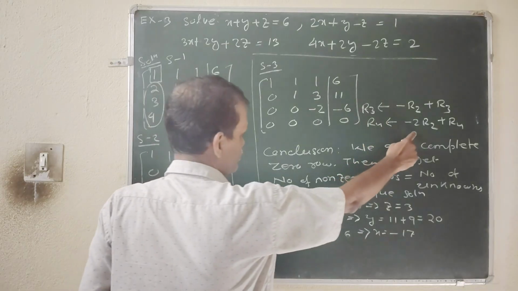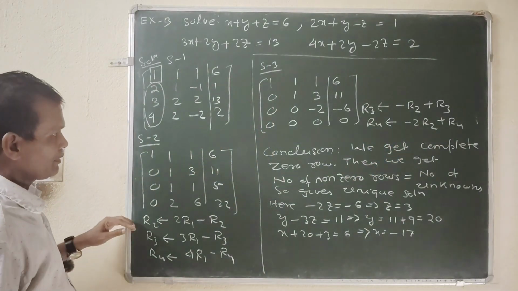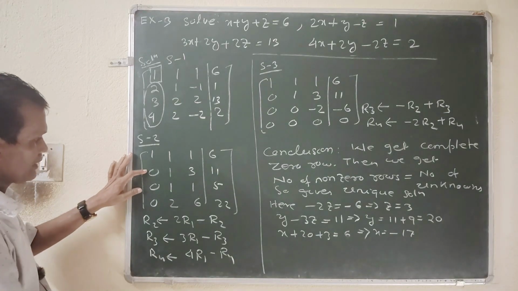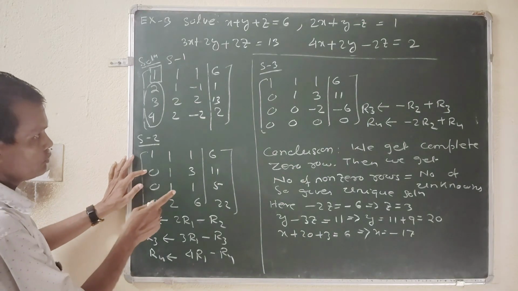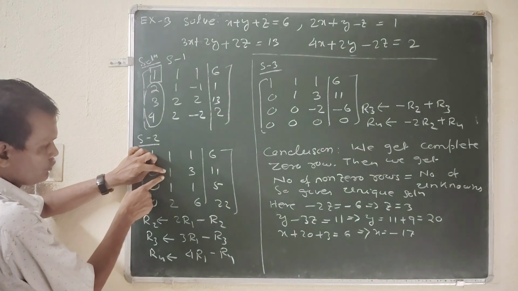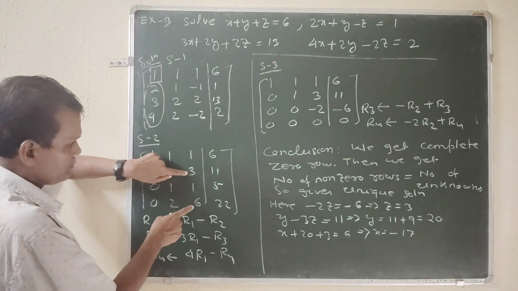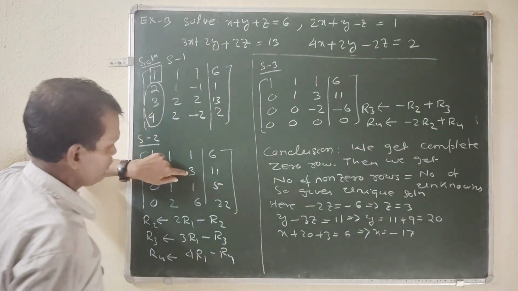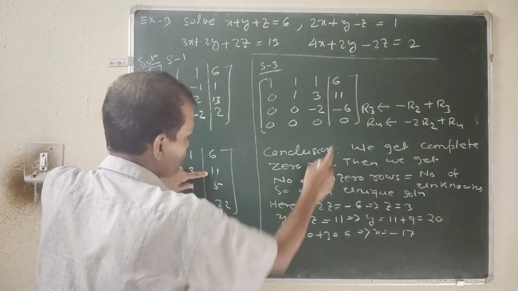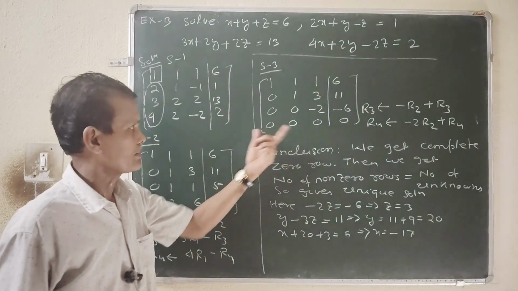Then you come to row 4. Row 4 is minus 2r2 plus r4. So we are multiplying row 2 by minus 2 and the result is added to row 4. Minus 2 into 1 minus 2 plus 2, that is 0, minus 2 into 3 minus 6 plus 6, that is 0, minus 2 into 11 minus 22 plus 22, that is 0. Okay, so this is our third step.